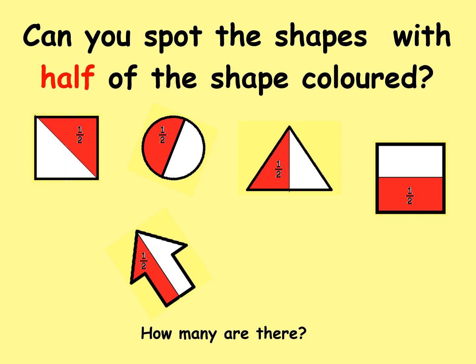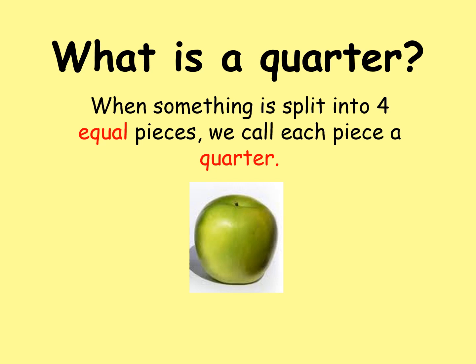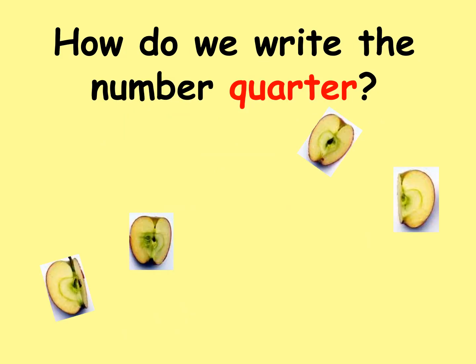There were 5. They are all equally in 2 parts. Remember the term: equal. They must be equal. What is a quarter? When something is split in 4, or halved again, 4 equal pieces, we call each piece a quarter. So there's the apple in quarters. This apple isn't a perfect quarter because you can see the core there, but generally speaking, that apple is being divided into 4 quarters. And there are your 4 quarters.